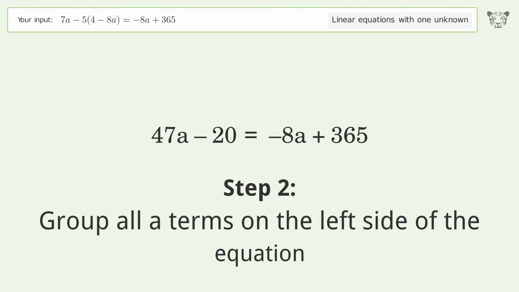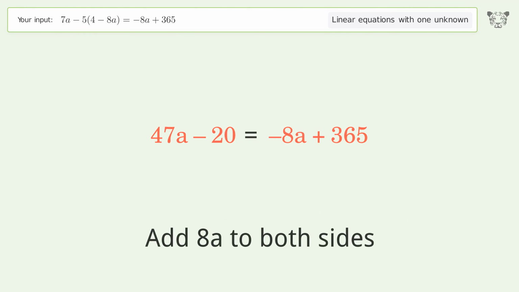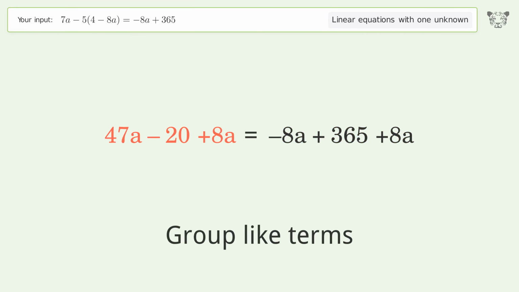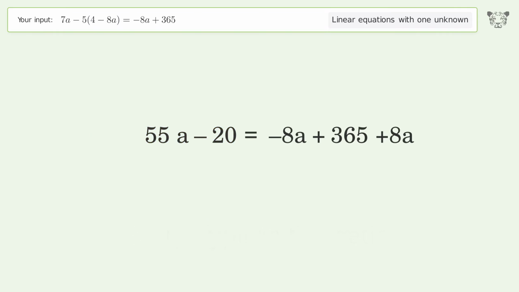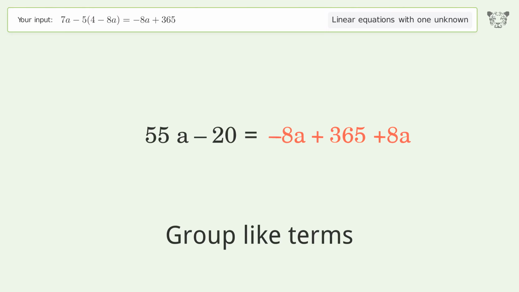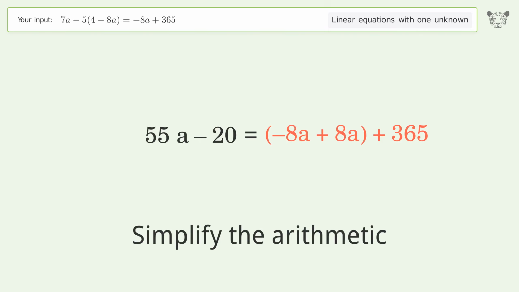Group all a terms on the left side of the equation. Add 8a to both sides. Group like terms. Simplify the arithmetic. Group like terms. Simplify the arithmetic.